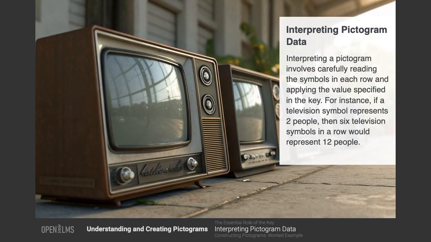Interpreting pictogram data. Interpreting a pictogram involves carefully reading the symbols in each row and applying the value specified in the key. For instance, if a television symbol represents 2 people, then 6 television symbols in a row would represent 12 people.